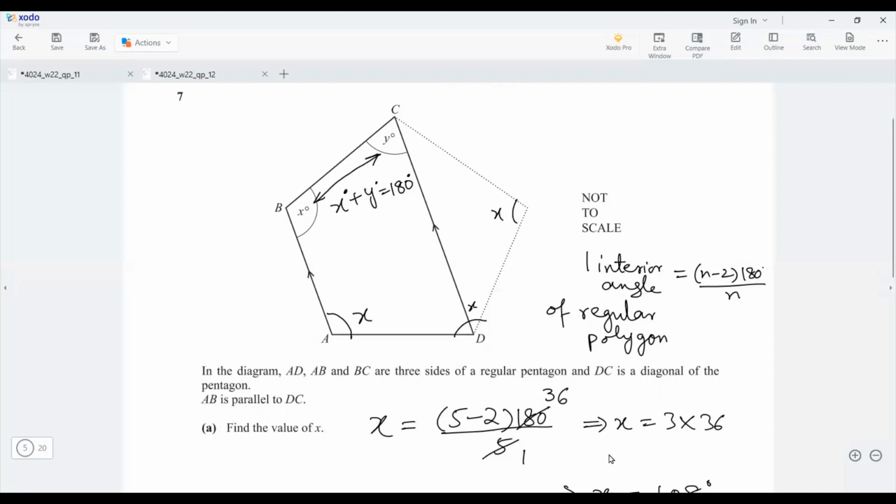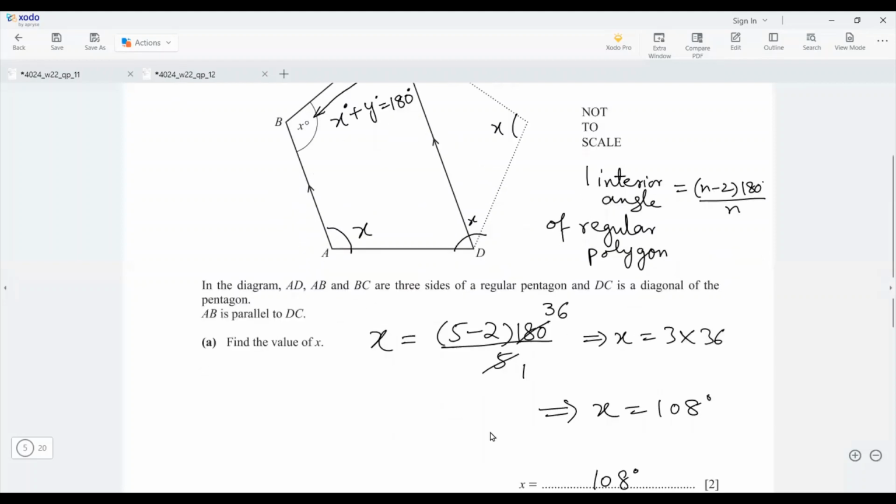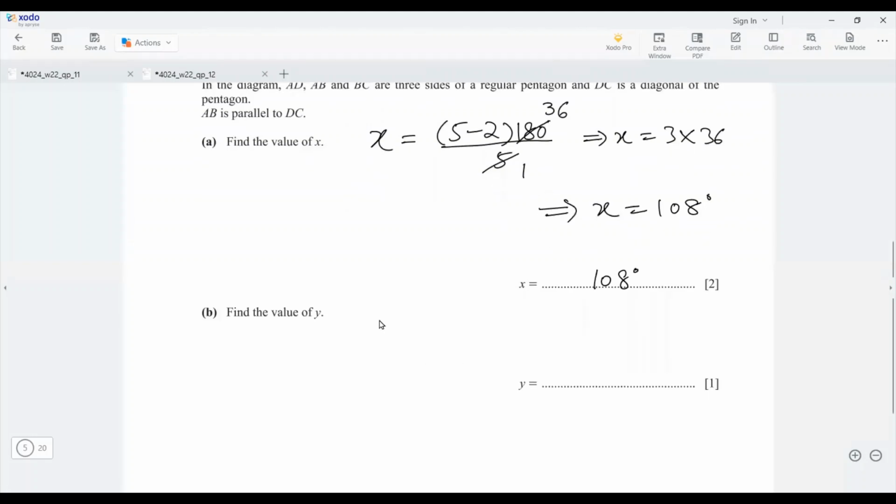We have found the value of x in part A. Replacing that value here, we get 108 plus y equals 180. So subtracting 108 from 180 degrees, what's the answer? The answer is 72 degrees. So this is the angle property being applied here. You must remember all of the properties: corresponding angles, alternate interior angles, vertically opposite angles, and so on. So moving ahead.